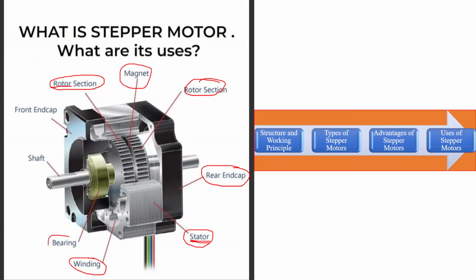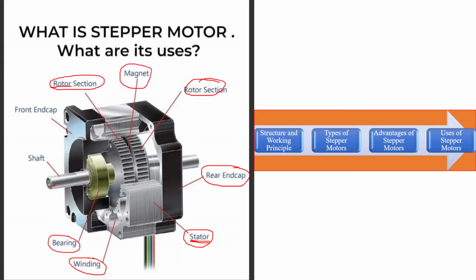Next one we have the bearing. The bearings are the mechanical components that support and facilitate a smooth rotation of the motor's shaft. They reduce the friction and allow the shaft to rotate with minimal resistance.